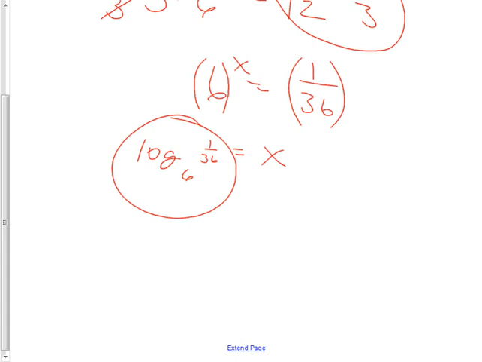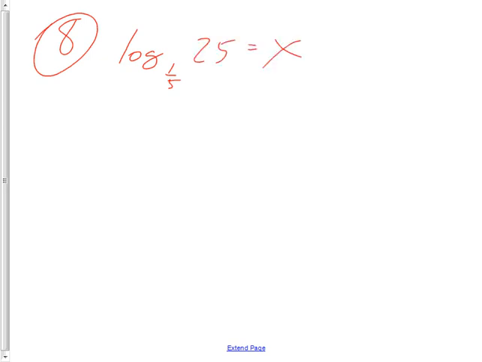Okay, so let's move on to, let me help you with number 8. Problem number 8 says log base 1/5 of 25 is equal to x. Now, it's fairly common for people to want to take this and change it to a 25 to a power, and you never do that. Never touch the base. You can take this 25 and rewrite it as a 1/5 to a power, and then you'll have the answer if you do.